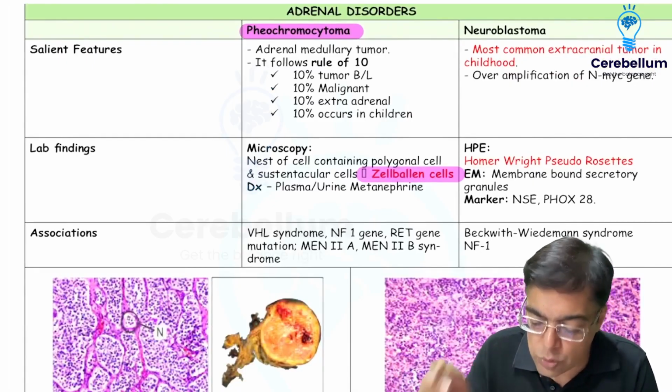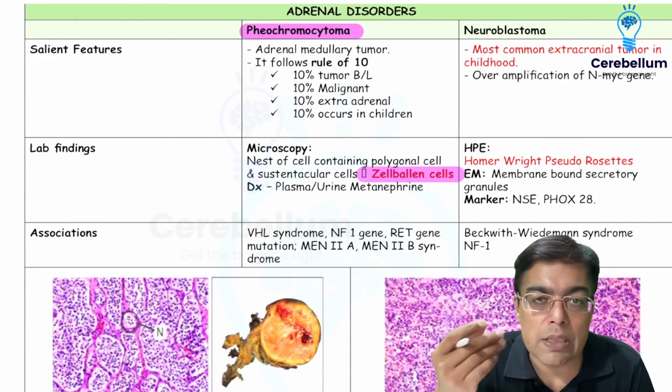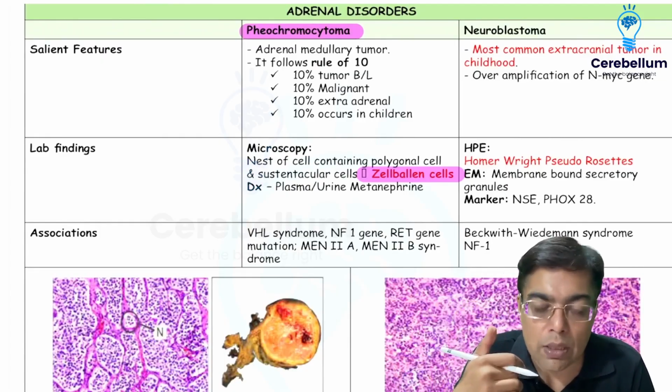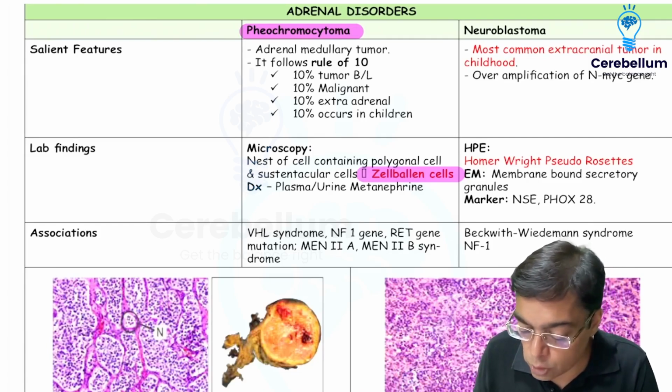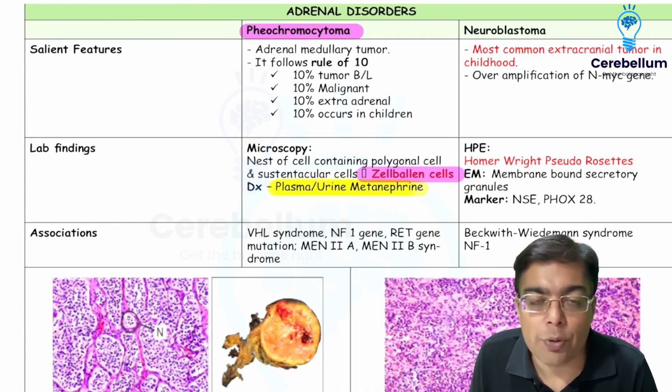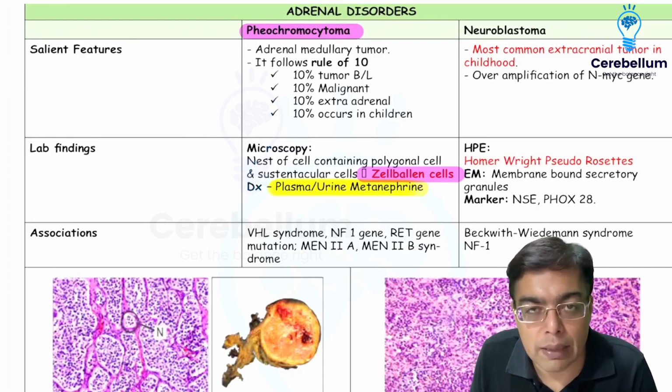Because you are having a tumor which is going to be arising from the adrenal medulla, so there is going to be more secretion of catecholamines and catecholamine metabolites. One of the ways by which the tumor can be diagnosed or at least screened for is that you are going to be having elevated levels of plasma and urine metanephrines, right? So catecholamine metabolism is going to take place. High levels of catecholamine metabolites, that is metanephrines, would be seen in the patient.